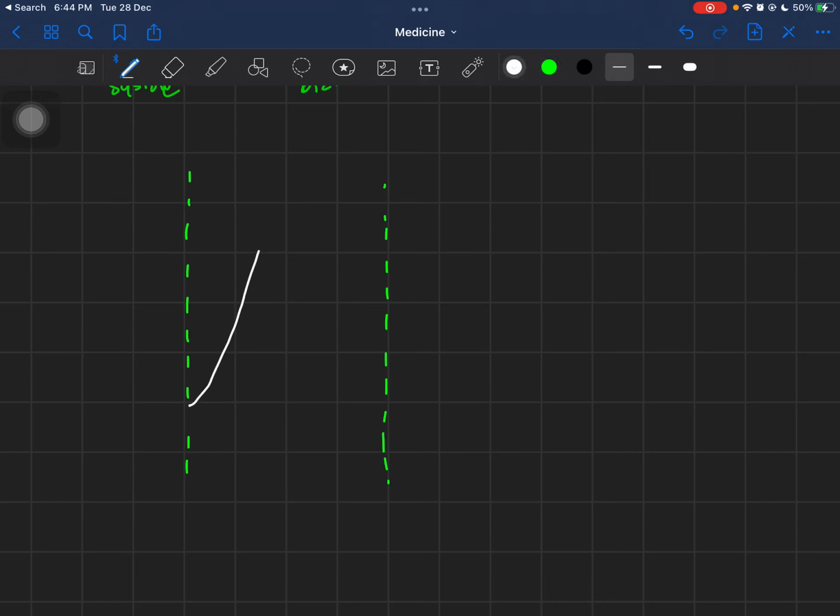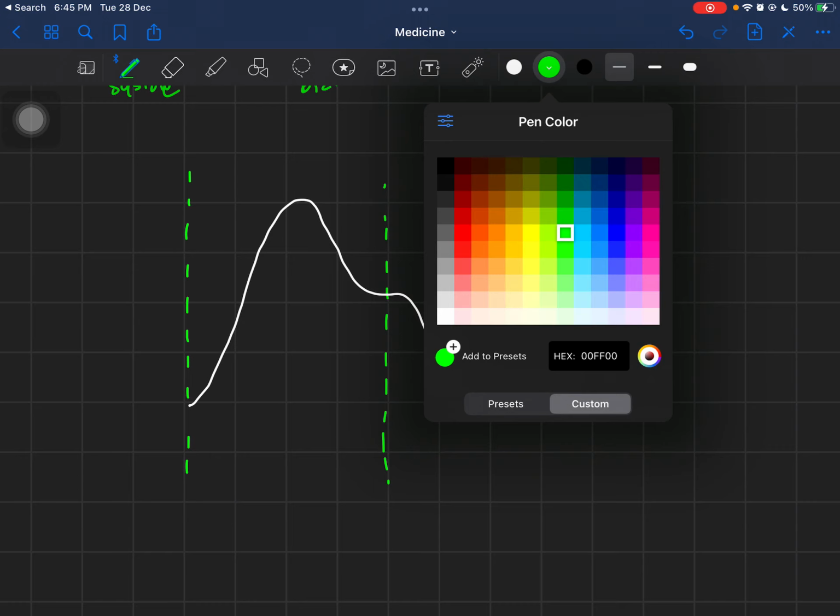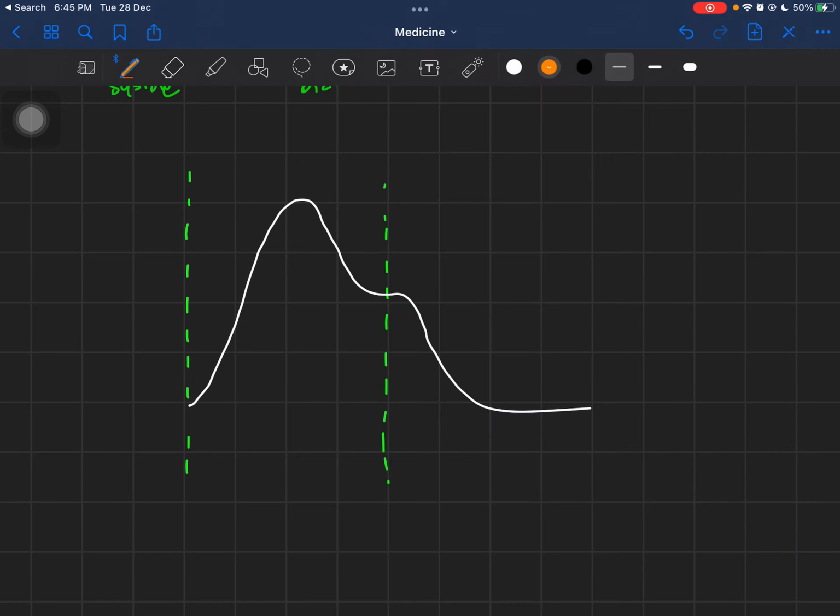So normally there is a tidal wave, then a dichotic notch, and then a percussion wave, right? So this is a normal pulse. Imagine in this condition you get a tracing where there is an increase in the tidal wave, then a slight decrease. So it is progressing normally, and in the percussion wave you again get another bump.